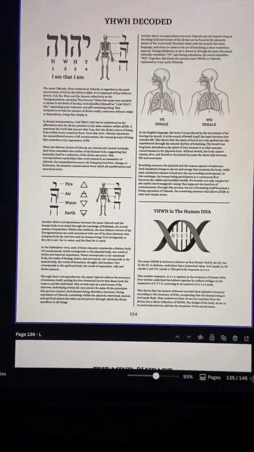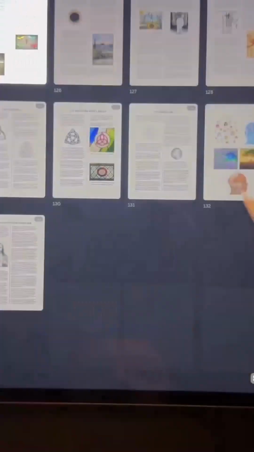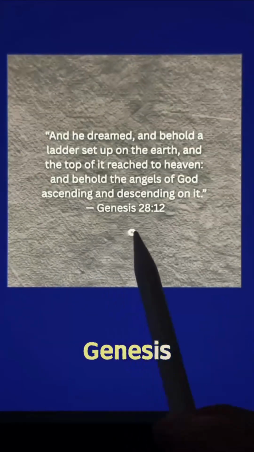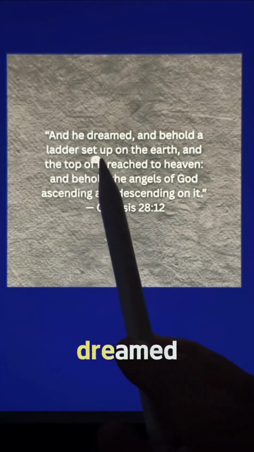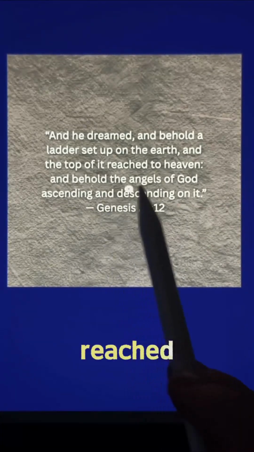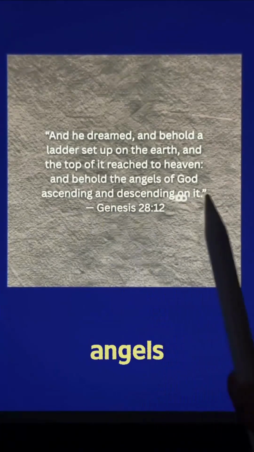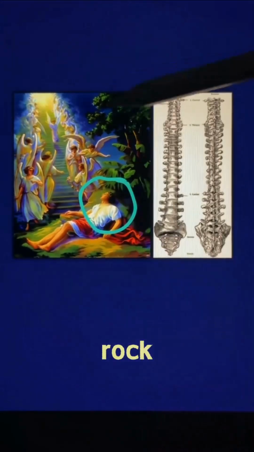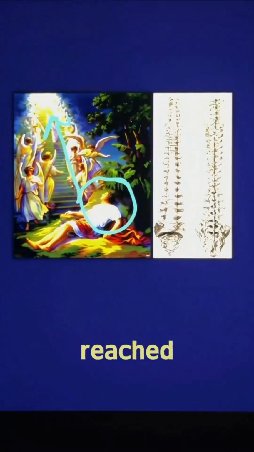The page we use today in this video was taken from the Book of Symbolism. Jacob's ladder in the Bible is the human spinal column. Genesis 28:12. Jacob dreamed, and behold a ladder set up on the earth, and the top of it reached to heaven. And behold, the angels of God ascending and descending on it. Jacob fell asleep on a rock, and then he saw this ladder that reached up to heaven.